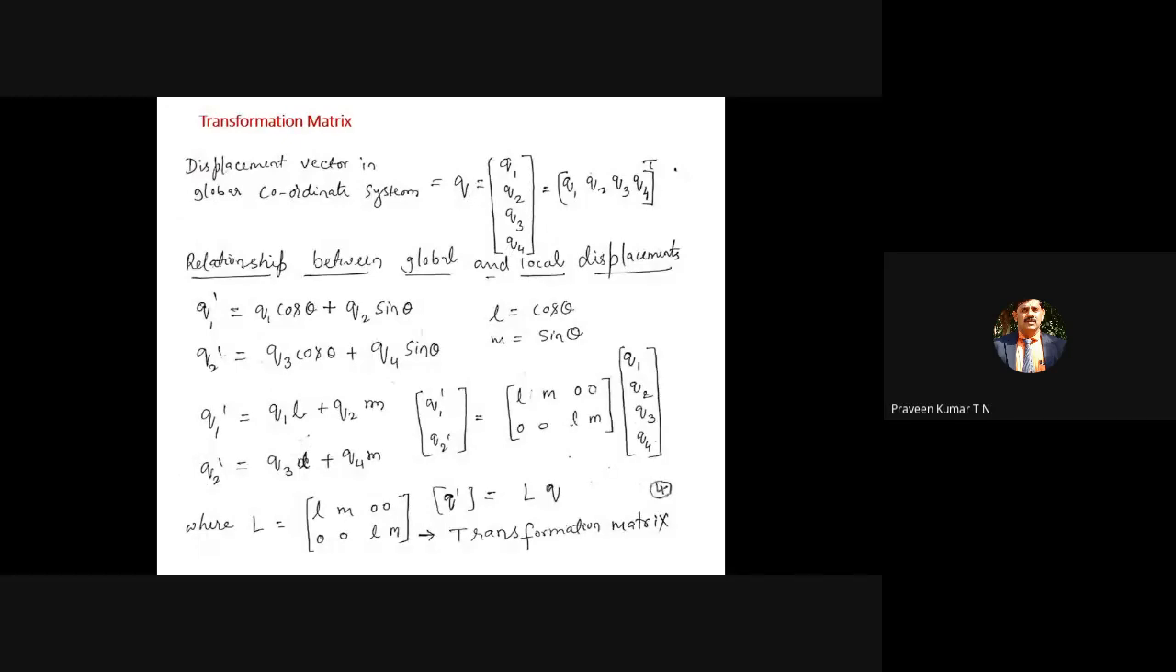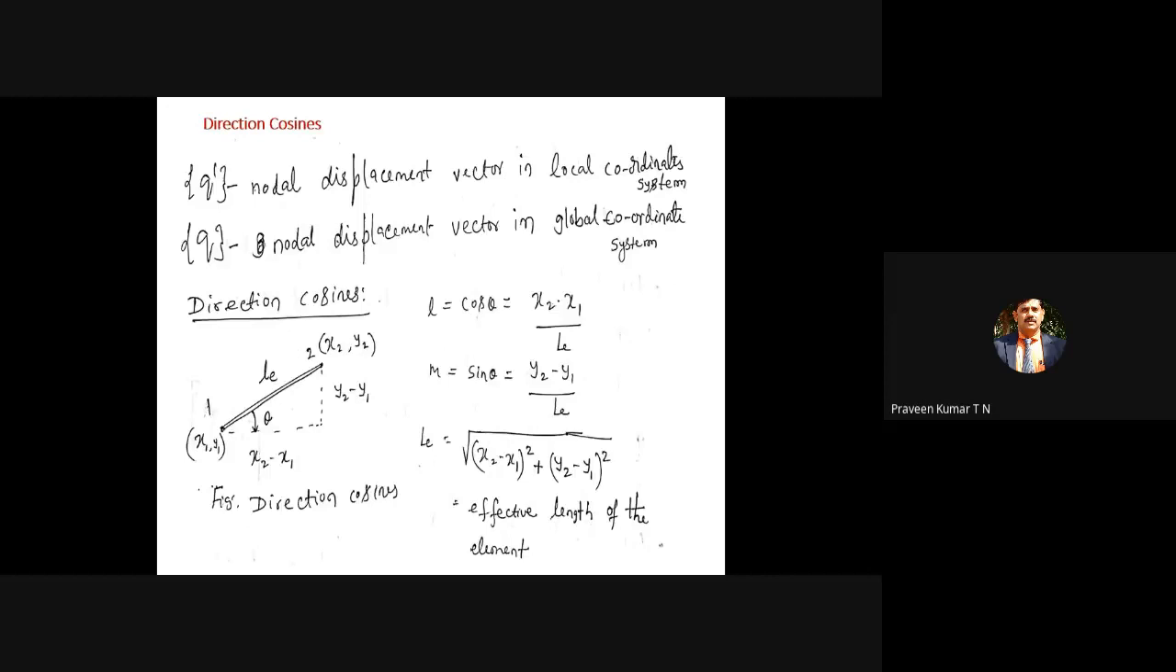Now one more matrix you have to remember, that is the transformation matrix. Q dash, in the local coordinate system, is given by L into Q, where L is the matrix with rows l, m, 0, 0 and 0, 0, l, m. That transformation matrix you have to remember for some problems.